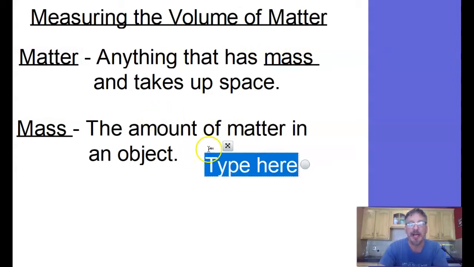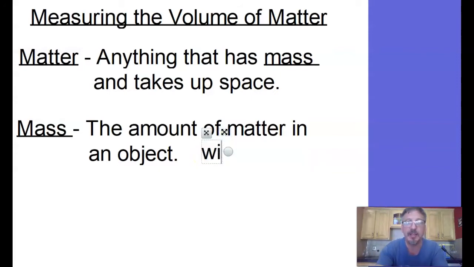When you think of mass, I'd like you to think of weight. It's not the exact same thing, but the number on Earth is always equal. So matter is anything that weighs something and takes up space. Now let's skip a line, and the title is Measuring the Volume of Matter.